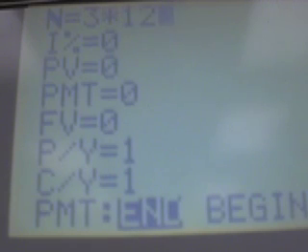Next on the list is I% equals. This refers to the annual interest rate, which is usually the stated rate. Suppose our investment paid 6% annual interest compounded monthly. Then we would simply enter the number 6 after the I% equals. We do not have to adjust for the compounding frequency. The calculator will do that for us.